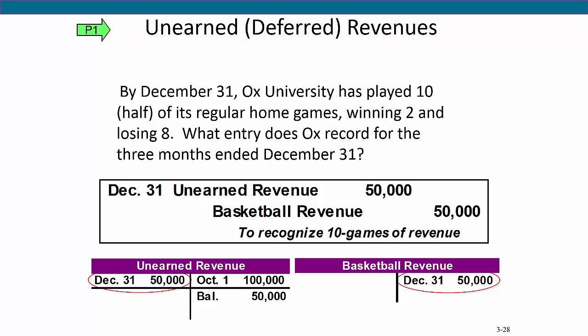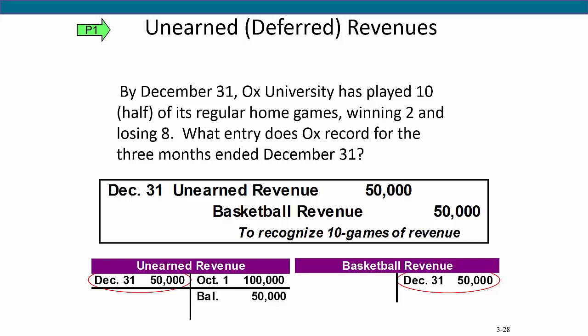The unearned revenue account has a credit balance of $50,000. This money will be recognized as more home games are played. The basketball revenue account has a credit balance of $50,000. The revenue account will appear on the income statement and be closed at the end of the accounting period. The liability account unearned revenue will appear on the balance sheet on December 31st as a liability.